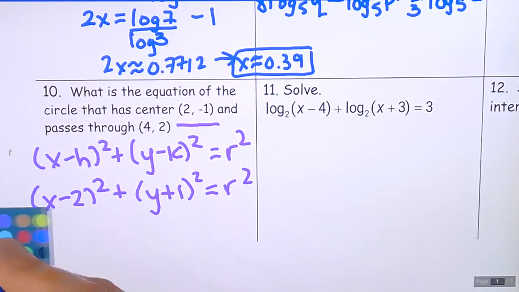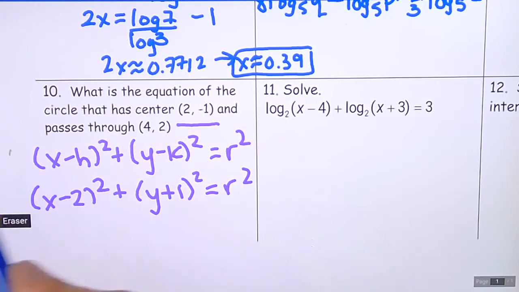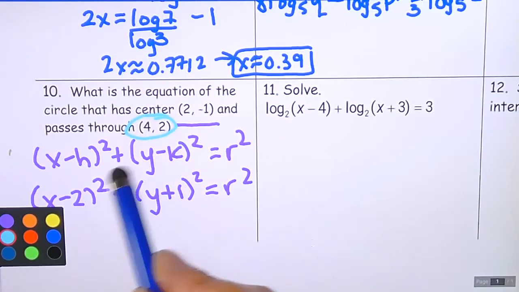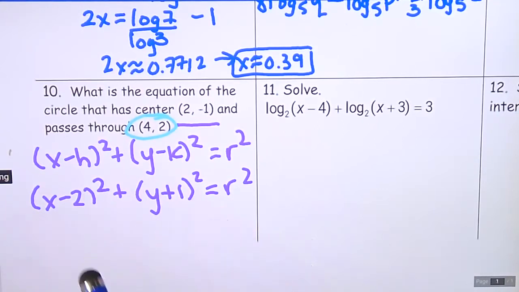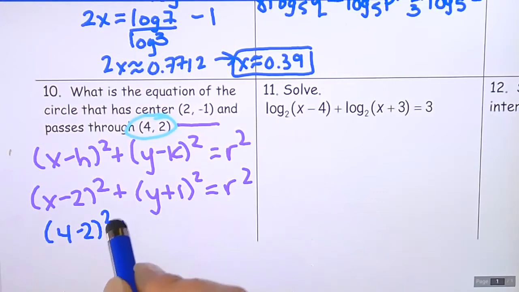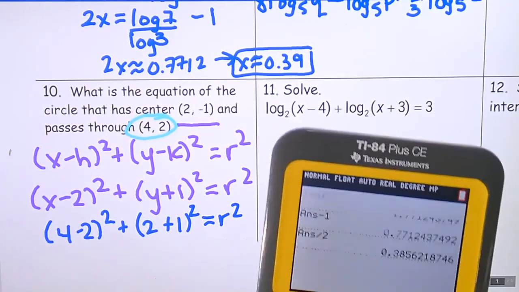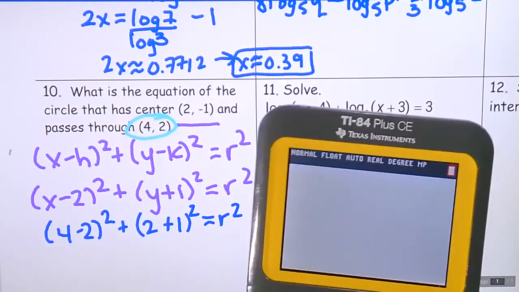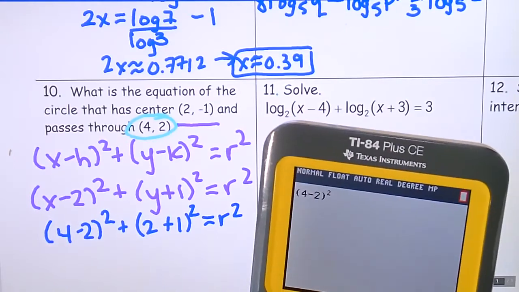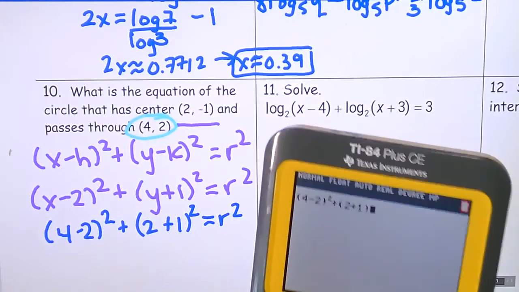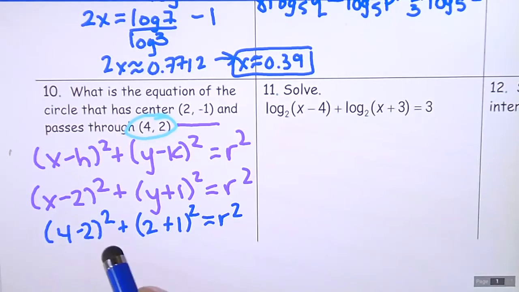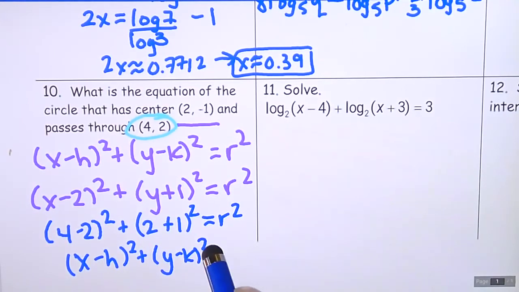And now I am going to put in this 4 comma 2 for my x and y. So I'm going to have 4 minus 2 squared plus 2 plus 1 squared equals r squared. So I'm going to have 4 minus 2 squared plus 2 plus 1 squared equals 13. So I am going to get x minus h squared plus y minus k squared is equal to 13. And you just put 13 here. Okay, that's what I got when I did that math. So my r squared equals 13.